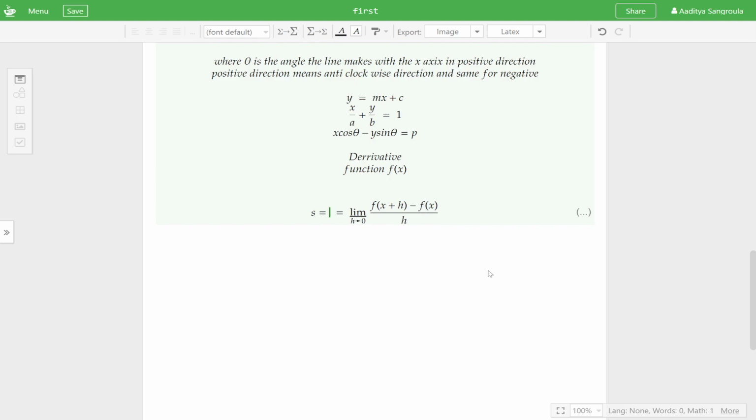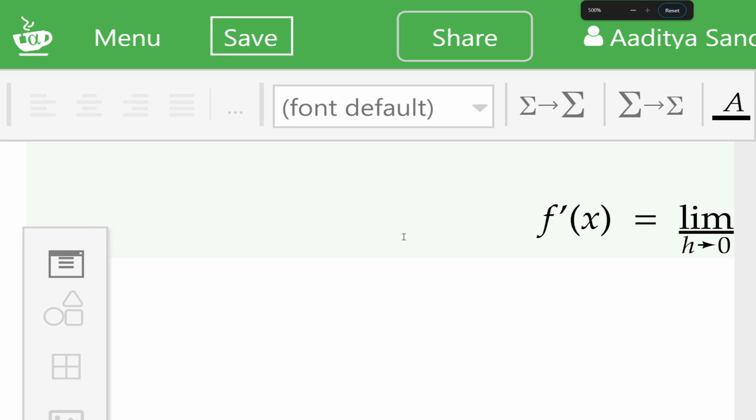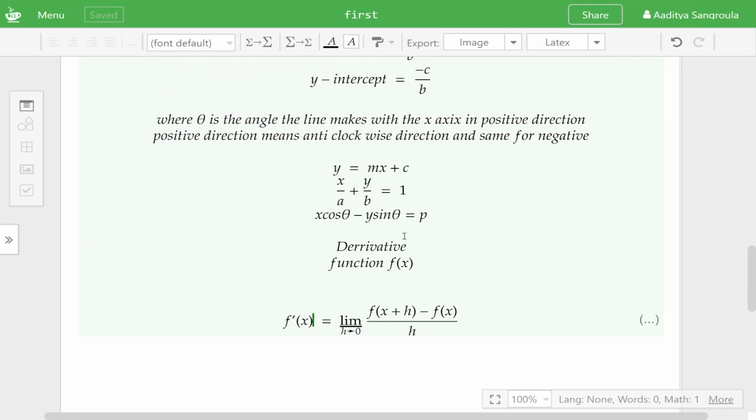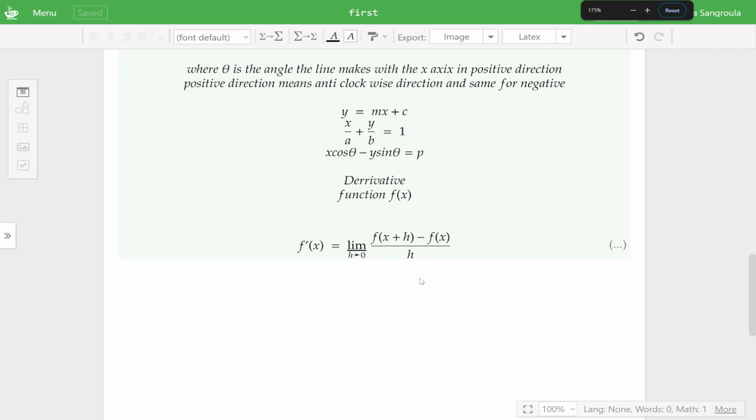The slope of a function is represented by f prime at x. So this little dash here is called f prime at x, which represents the derivative of the function. It's important, and that's how we calculate the derivative. So if we have a function f(x), then it has a derivative f prime at x equal to the limit as h approaches 0 of f of x plus h minus f of x divided by h.